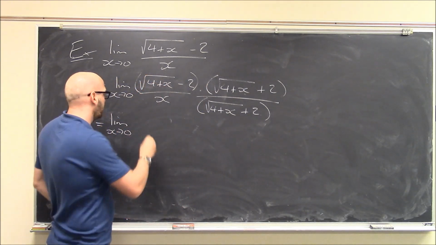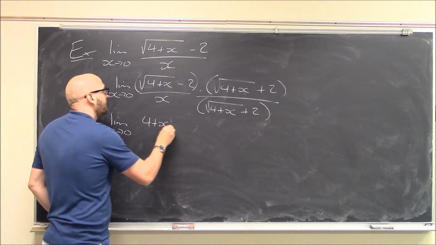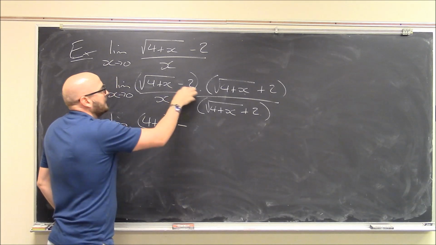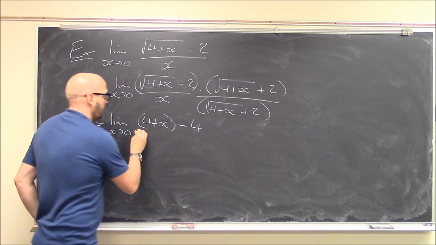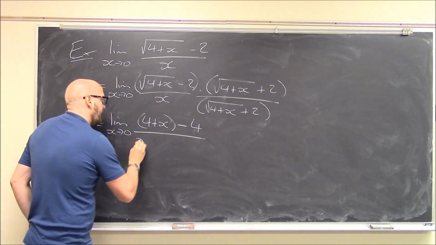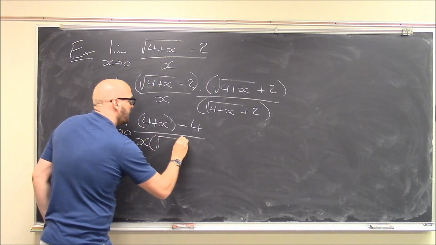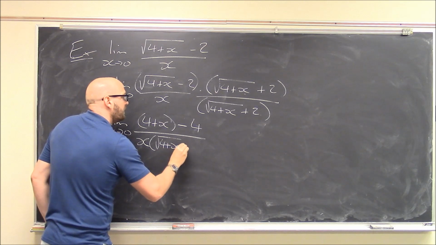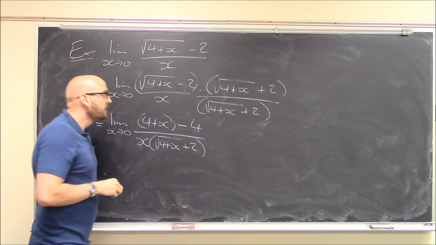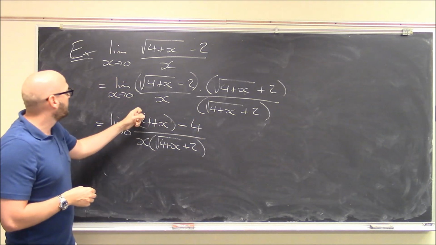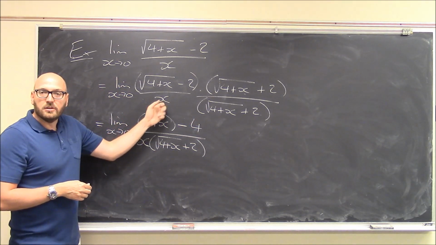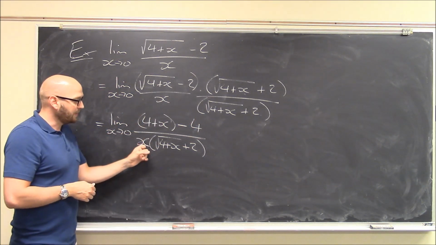Square the first term, you get 4 plus x, minus the second term squared. 2 squared is 4, so minus 4. All over the bottom, x times the square root of 4 plus x plus 2. Something really tempting to do here is to distribute the stuff on the bottom, but remember, this x is causing me to divide by 0. It's what I want to cancel out, so I might as well leave it factored.